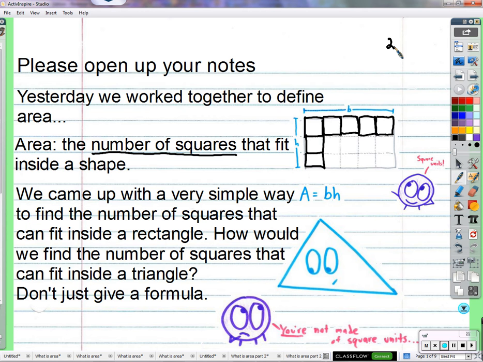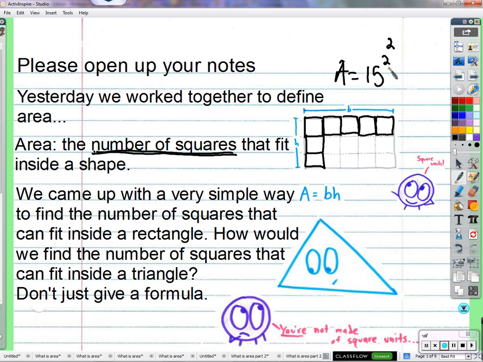Isn't that answer squared? What do you mean by the answer? Like when you get 5 times 3, 15. Well, again, area is the number of squares. How many squares fit in this rectangle? 15. So do I need to take 15 and square it? Area is equal to 15 squared?